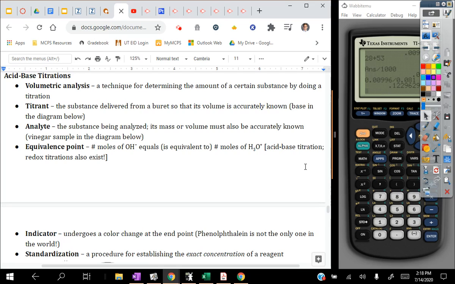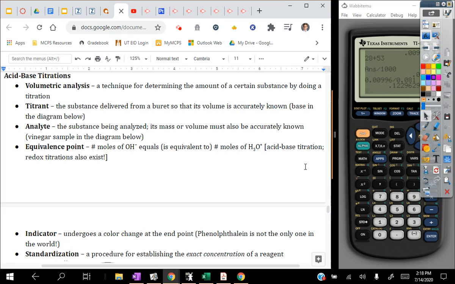A titration is an experimental lab technique in which we essentially neutralize a sample of unknown acid or base, and the goal of this is to determine the concentration of that unknown acid or base. So what we're going to use is volumetric analysis, which is a technique for determining the amount of a certain substance by doing a titration. The vocabulary here is really important. We have a titrant. This is the substance that is being delivered from a burette, and it has an accurate volume and therefore also an accurate molarity.